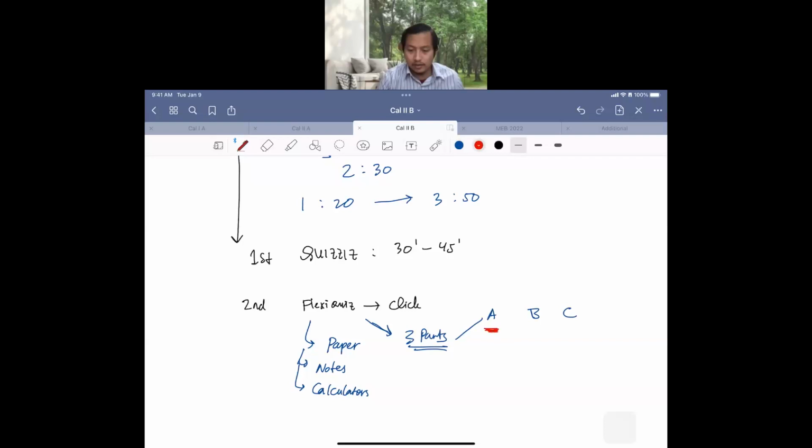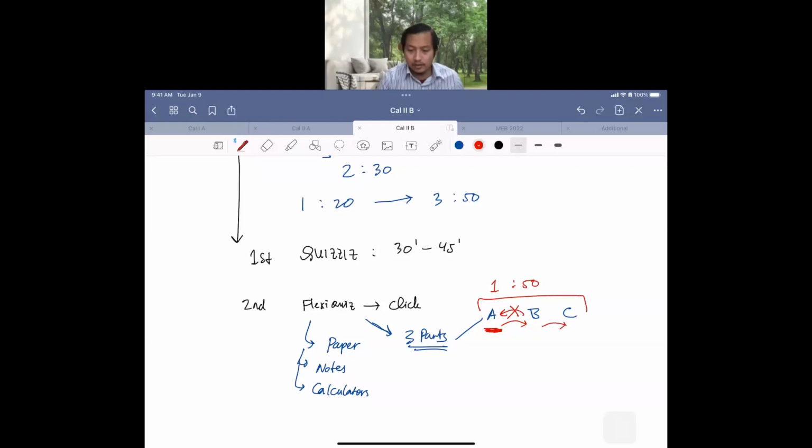If you finish, maybe you still have at least one hour or 50 minutes, or 1 hour 45 minutes, or maybe 2 hours in general for all this part. When you finish part A, you go to part B, but you cannot go back to part A. You cannot go back. So you need to make sure that you finish part A, go to part B, and go to part C.